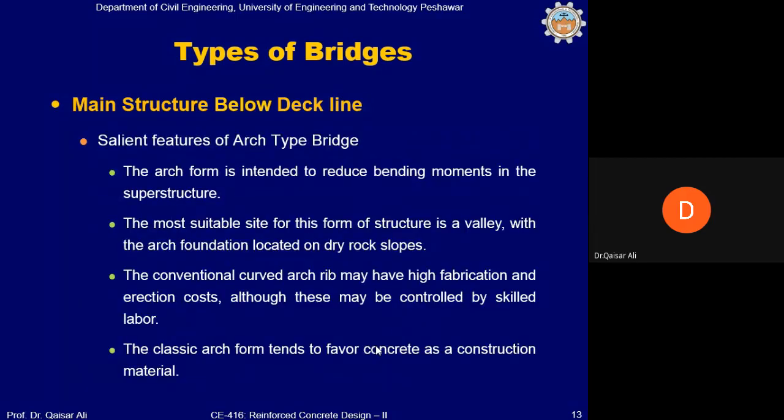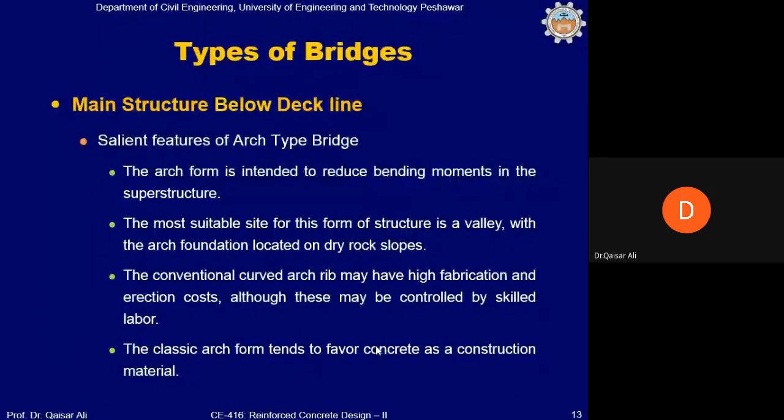Salient features of arch type bridge. The arch form is intended to reduce bending moments in the superstructure. You know this very well. And the most suitable site for this form of structure is a valley with the arch foundation located on dry rock slopes, which make this an ideal site for arch bridges.